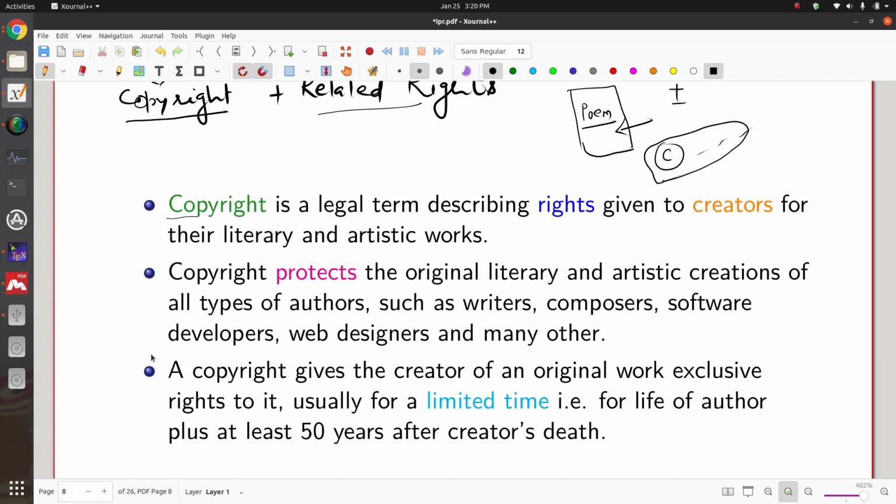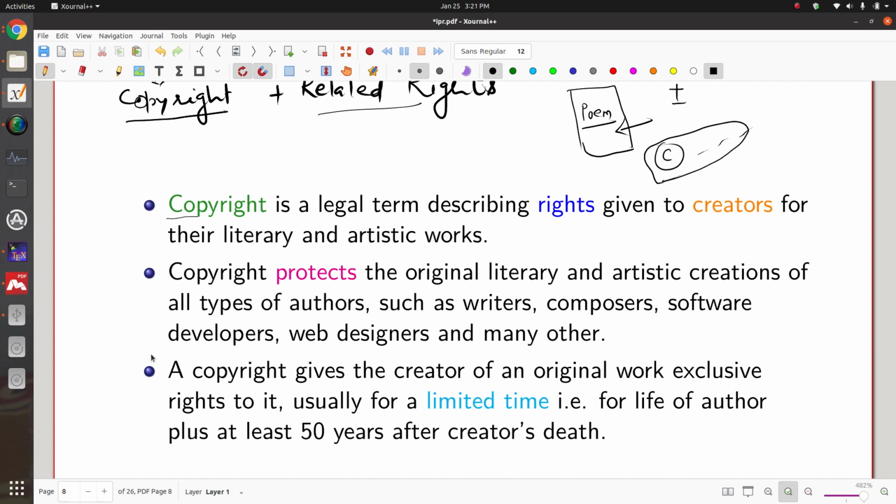So for example, suppose you have written a poem, so automatically for your lifetime this poem will be copyrighted to you. The copyright will remain yours, and even after your death, for 50 years the copyright will remain yours. Or you can transfer the copyright to your children also. Similarly, it is a kind of property, so you can give the copyright to your heirs. However, that copyright will not go on long now.